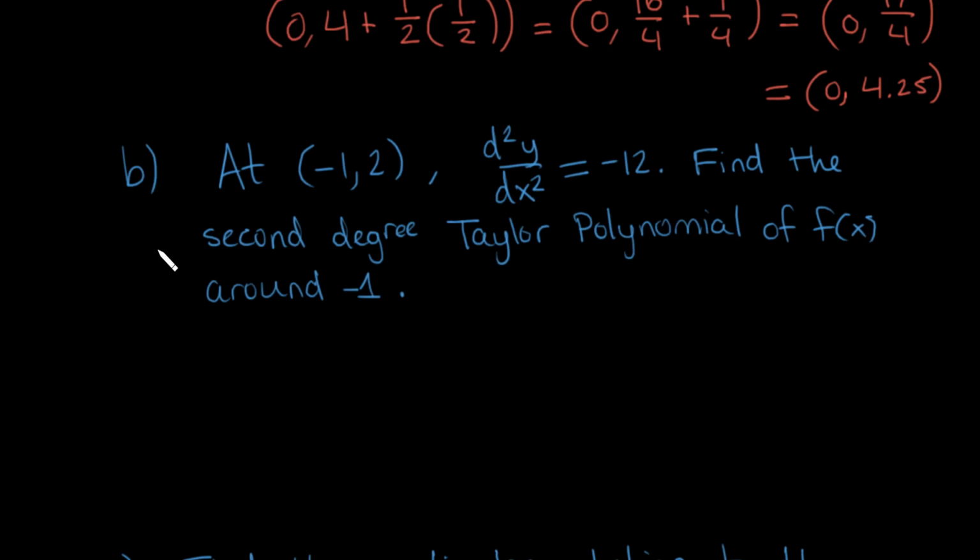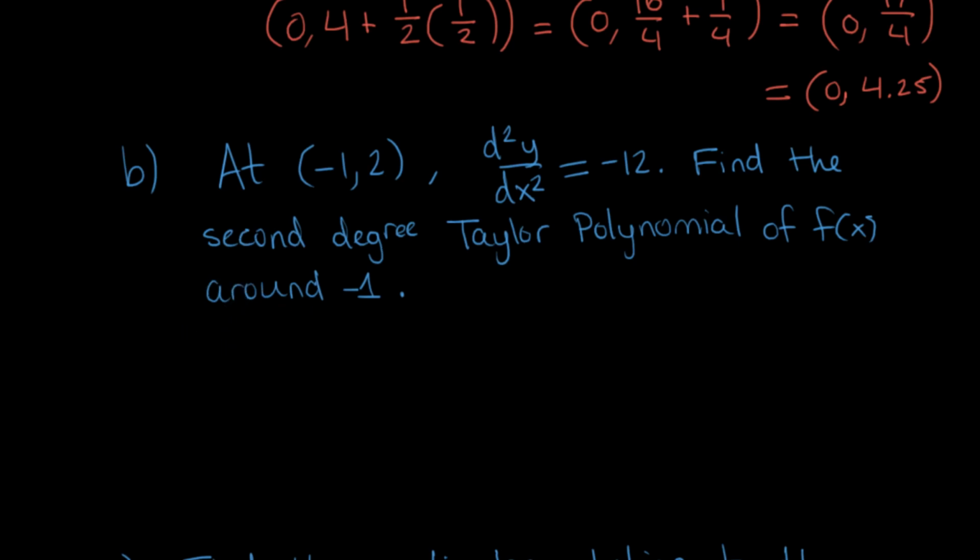Part B asks, at the point (-1, 2), the second derivative of y with respect to x equals -12. So that's asserting. And then find the second degree Taylor polynomial of f(x) around -1. So this is the question. What is this second degree Taylor polynomial? Well, you can recall, what is the general second degree Taylor polynomial?